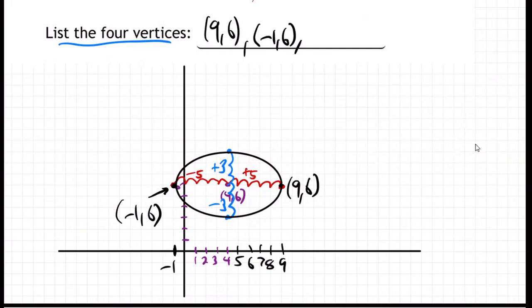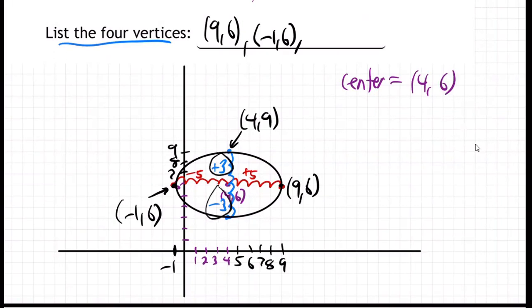And then what about the top and the bottom piece? Well, this piece right here, you took 4, 6, and you went up 3. So that's 4, 9. You can see it. This is up at 9. This is 8. This is 7. But do you see the easy way to do it? I just took the center, which is 4, 6. And I just said, okay, if we're going up 3, down 3, I'll just add 3, get 9, and then subtract 3 and get 3. For the y value, I just added 3 and subtracted 3, since that's up and down 3. And so I got 9.